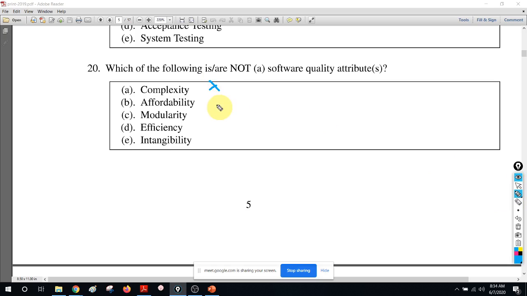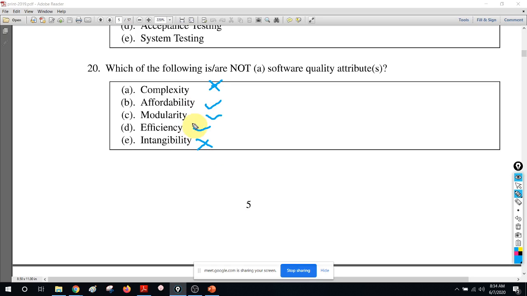Affordability, right? So affordability is a quality attribute, right? If it is affordable software, that is a good thing. So here quality means good things. So yes, affordability is a good thing. Modularity, yes, modularity is a good thing. Efficiency is a good thing, right? Intangibility, no, that has nothing to do with it, right? So again, affordability I like as a quality attribute, modularity, efficiency, right?